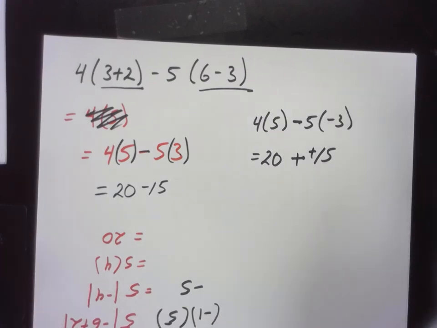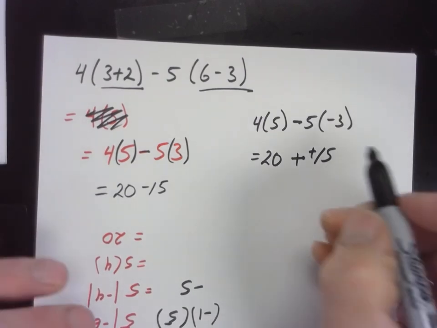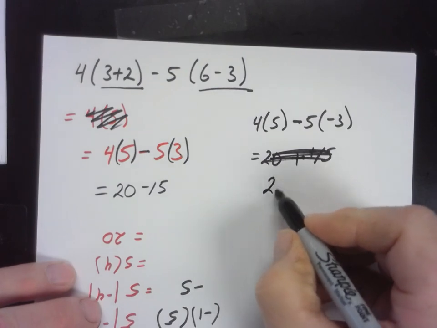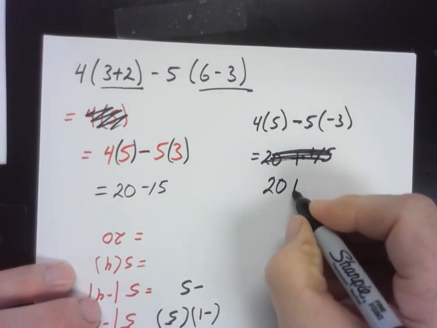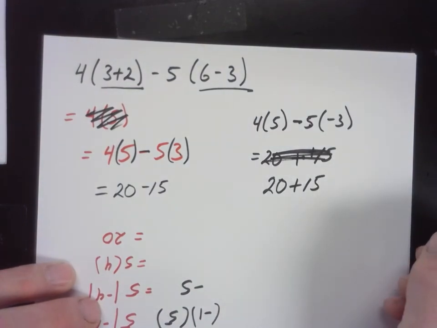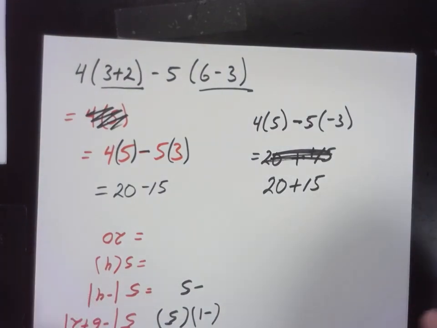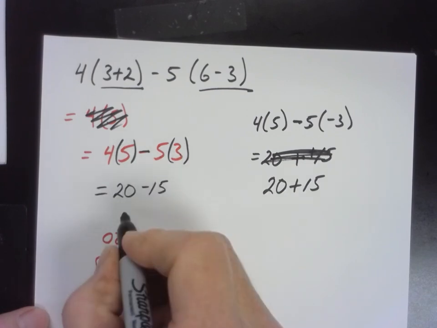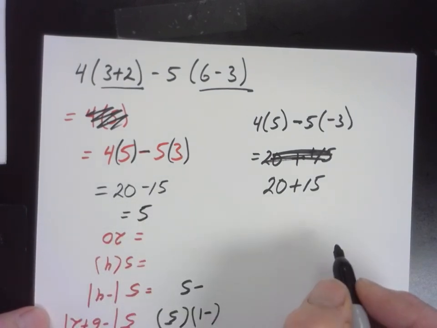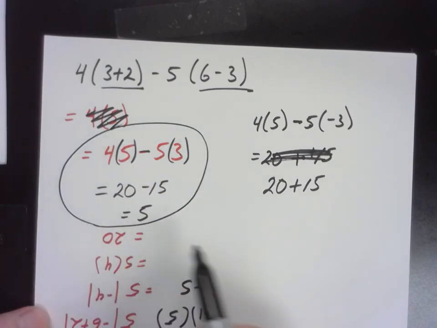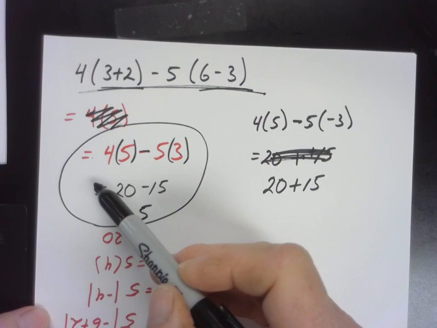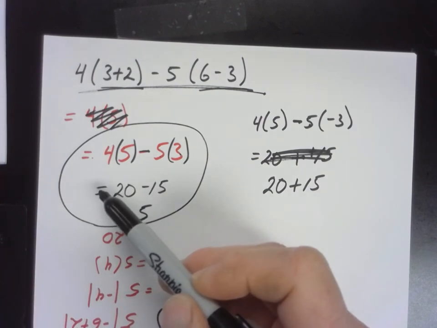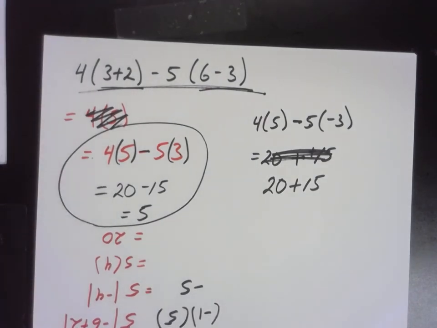Why don't we just skip and get down to the brass tacks here? Let's just do it. 4 times 5 is positive 20. Negative 5 times negative 3 is positive 15. That makes sense? Okay, so over here, negative 5 times 3 is negative 15, and that's just 5. So this is what I would expect to see on your paper. This is in the book. Notice the equal sign each time. Each time we simplify it, we need to say equals this, equals this, equals this. Okay, that's just standard, something we have to do.